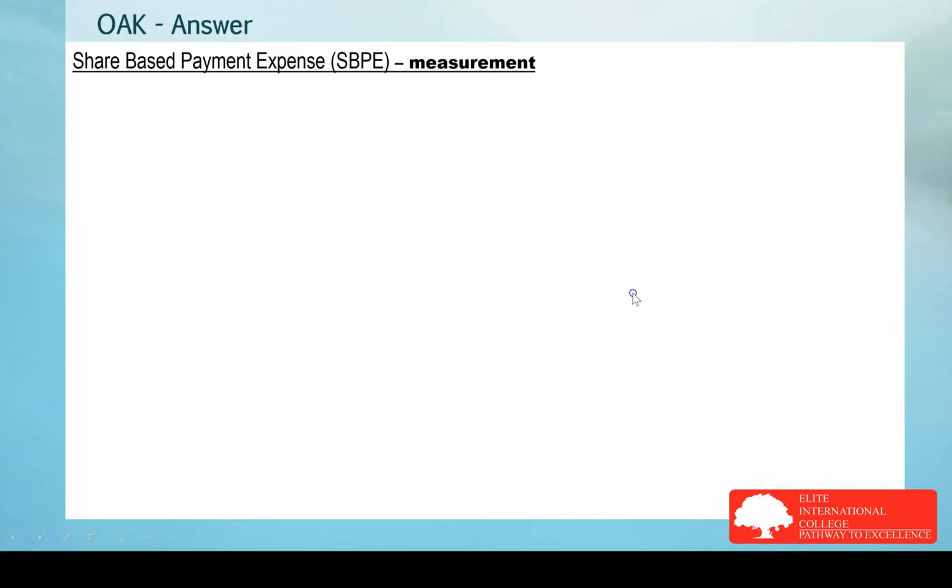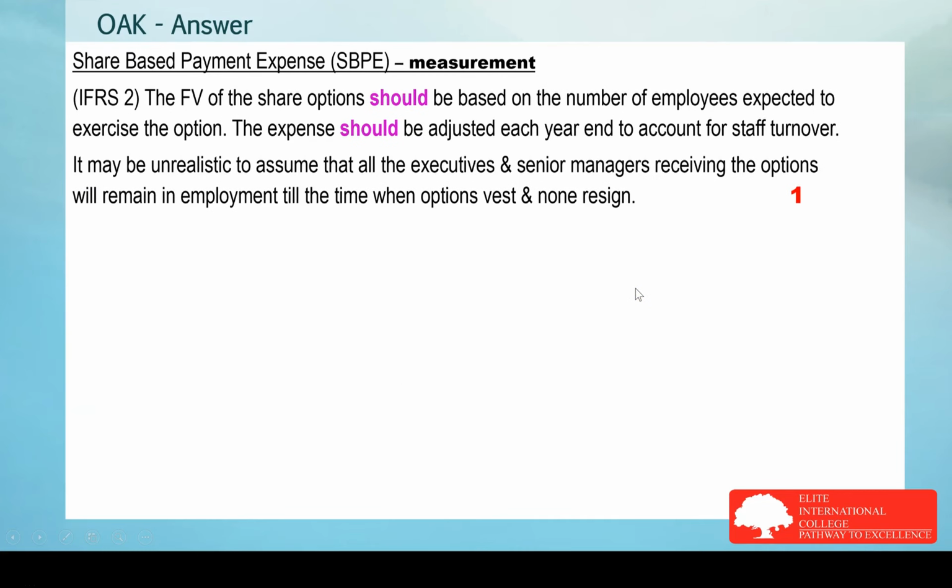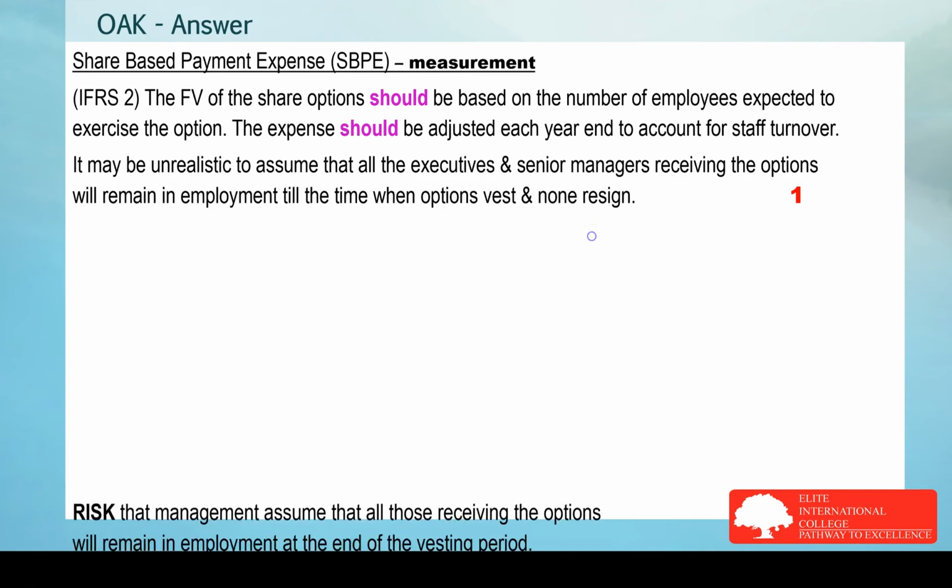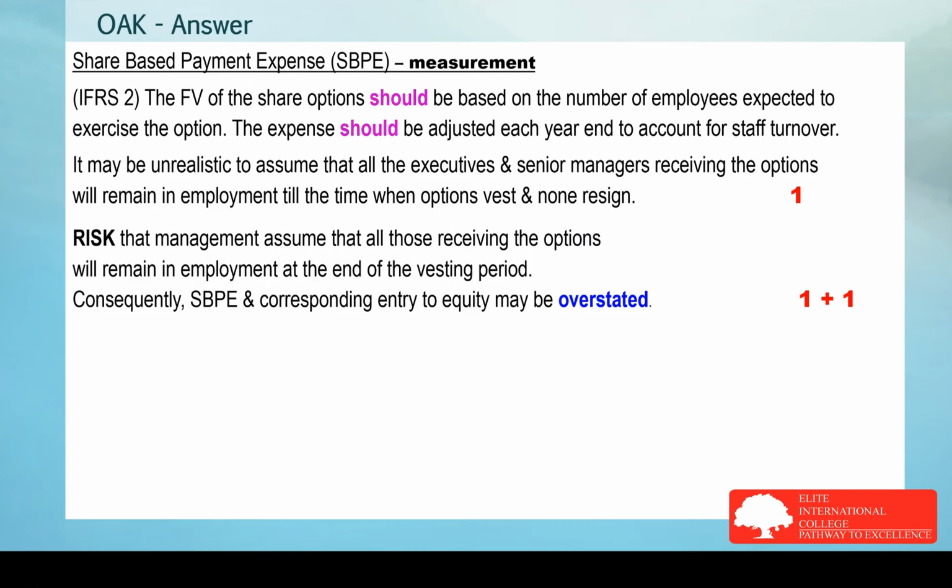On the area of measurement, you could say that the fair value of these share options should be based on the number of employees expected to exercise the option, and this expense should be adjusted each year to account for staff turnover, because it would be unrealistic to assume that everyone receiving the options is not going to resign. Then the risk here is management assume that everyone will remain in employment. Consequently, the share-based payment expense and the corresponding entry to equity may be overstated. So you could include that.